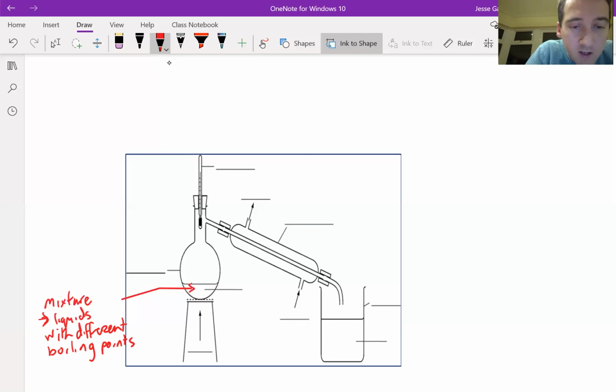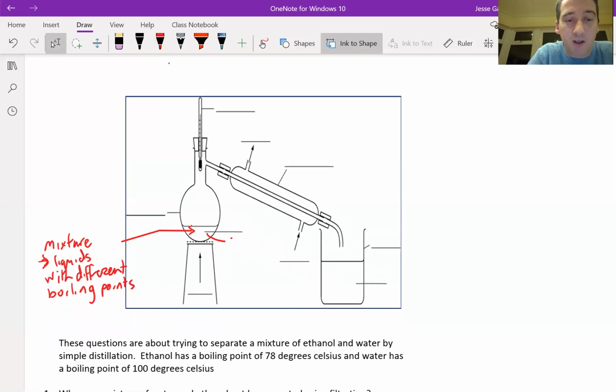So you could have one liquid that has a boiling point of, I'm going to take an example that we're going to do below. The questions below are going to be about trying to separate a mixture of ethanol and water by simple distillation. So let's use that as an example so you get to see it in advance. We have one liquid with a boiling point of 78 degrees Celsius, and that is ethanol. We'll draw those particles in red here.